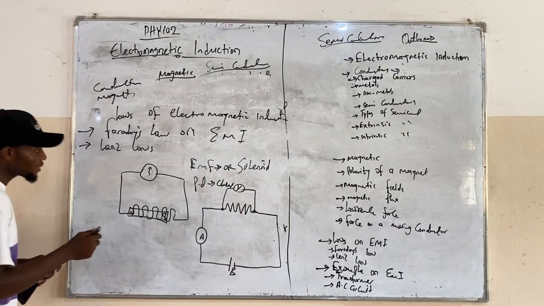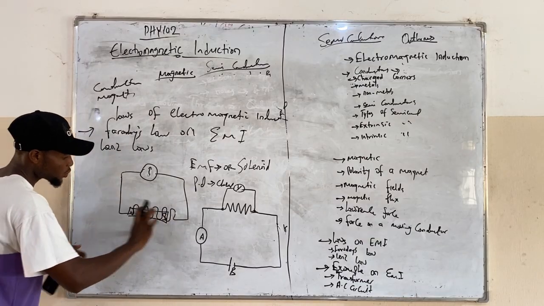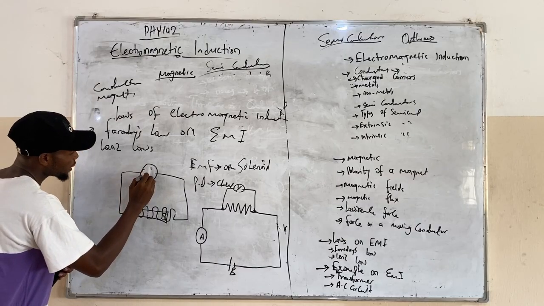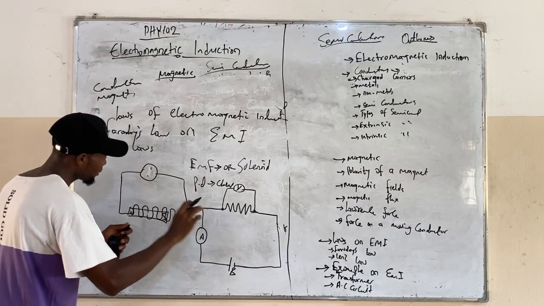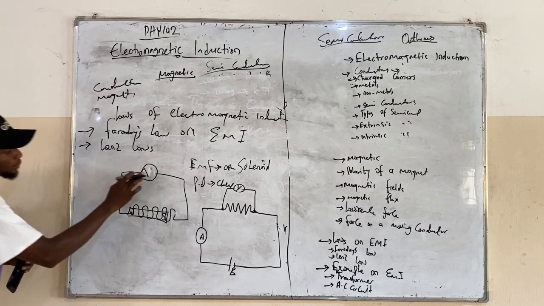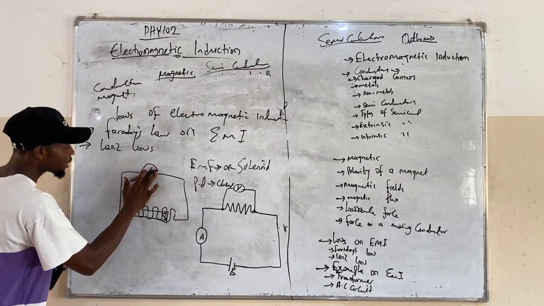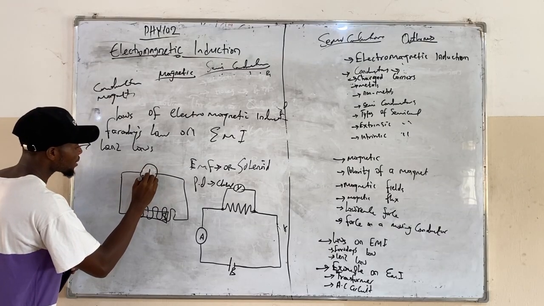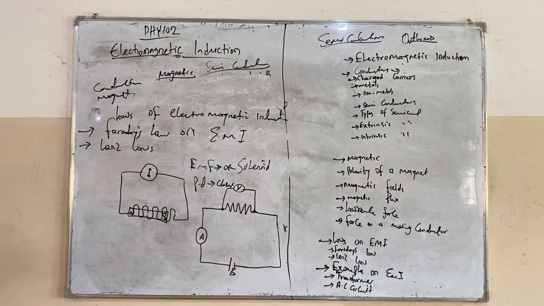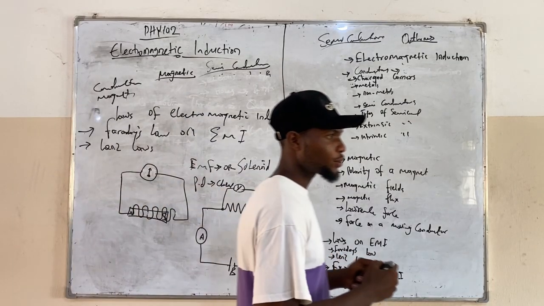So Lenz said if you put the magnet this way now, if it's entering, the galvanometer will detect this way. If you are removing it, the galvanometer will detect this way. But if it remains static, the galvanometer will be at center zero. So now let's go ahead and state Lenz's law.